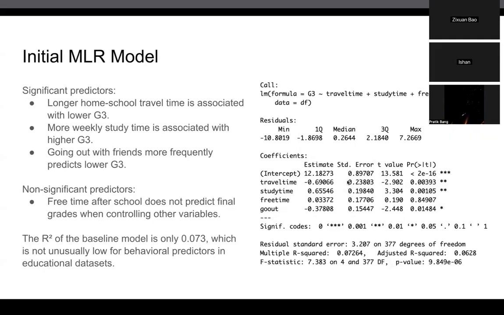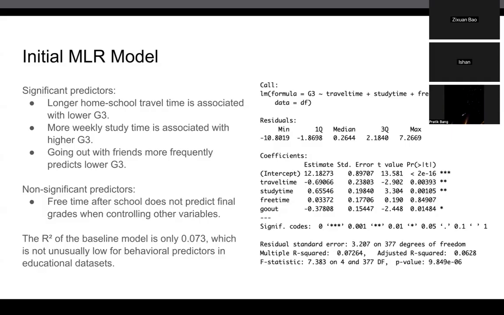Based on this understanding, we built our initial multiple linear regression model, and we ran the regression. The result shows that longer home to school travel time leads to lower final grades, and more weekly study time leads to higher final grades. Going out with friends more frequently predicts lower final grades. And there's no significant relationship between free time after school and the final grades in this model.